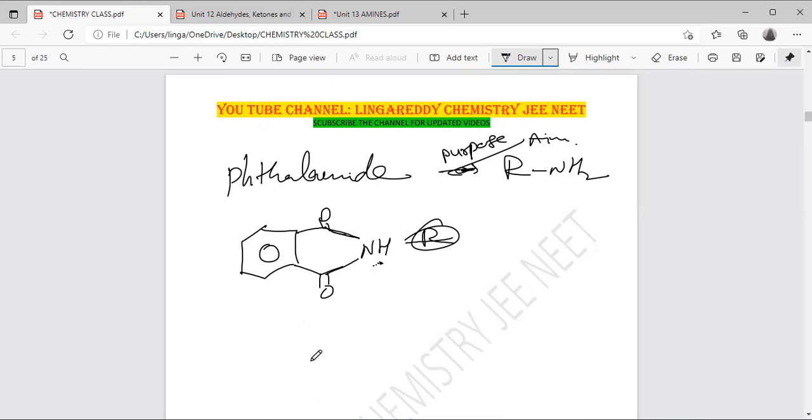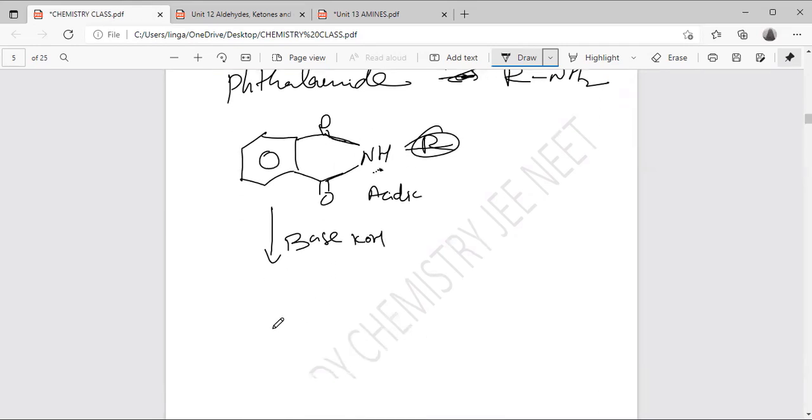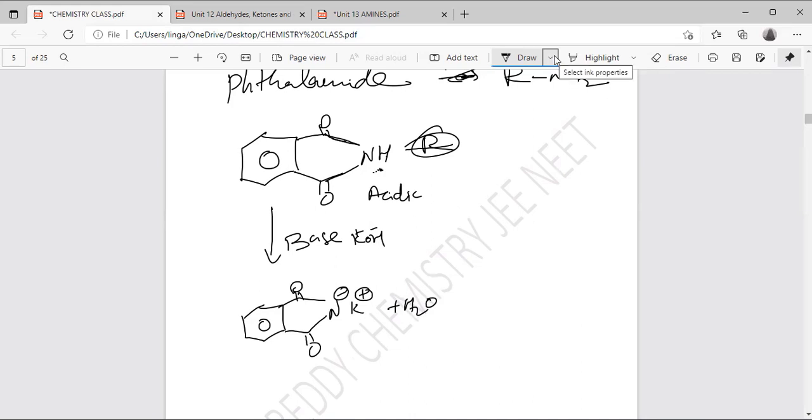Right. So now, since it is acidic in nature, I'm treating it with a base, that is KOH. Then what will happen? The acid reacts with the base, forming a salt, with K plus and OH minus. The OH minus leaves as H2O. You understood this much? Yes, sir.